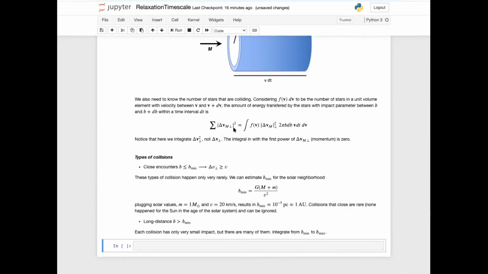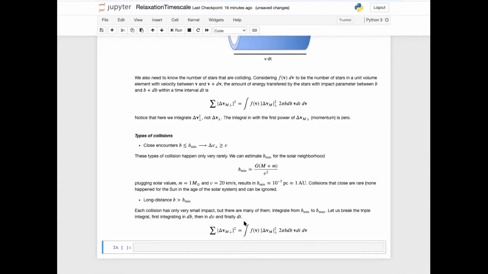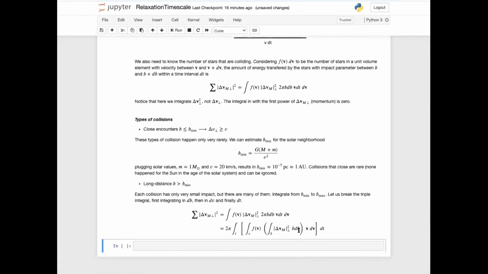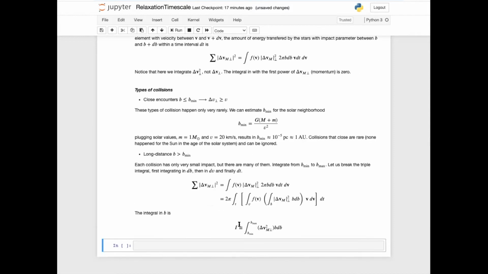For that, let's break this triple integral here, first into an integral in b, then an integral in v, and an integral in time. So let's get the original equation and break it now into an inner integral here in b. After we solve that, we then integrate in v, and then finally we have it in t. This inner integral here, let's call it I, and integrate it from b minimum to b max, and it would be the integral of delta v, b db.